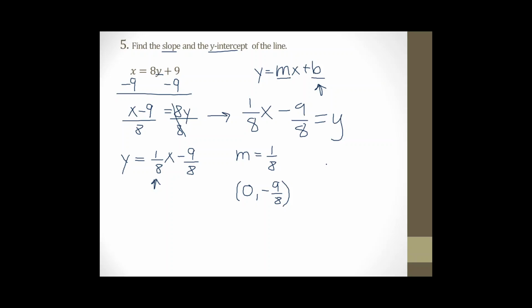And so we can identify what the m is, which is the slope, and what the b is, which is the y-intercept. And we have the y-intercept as an ordered pair. So hopefully that helped clear up some things.